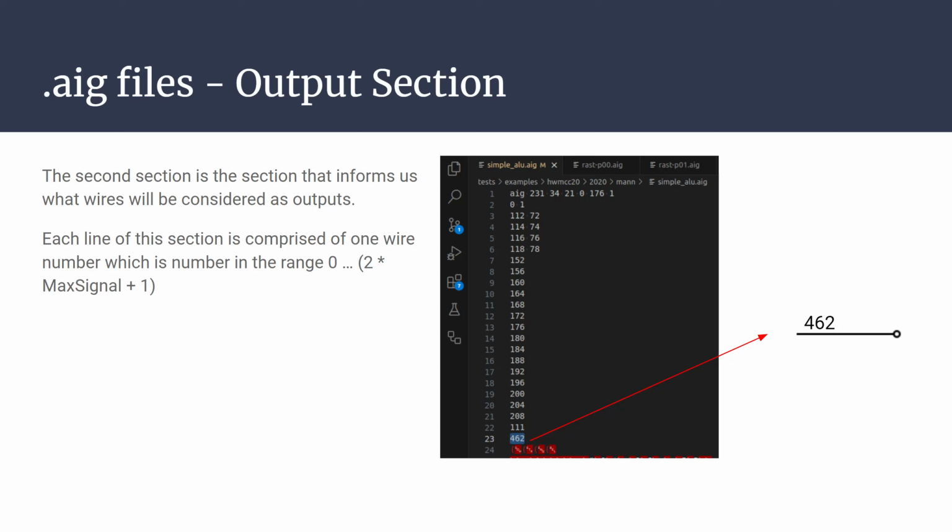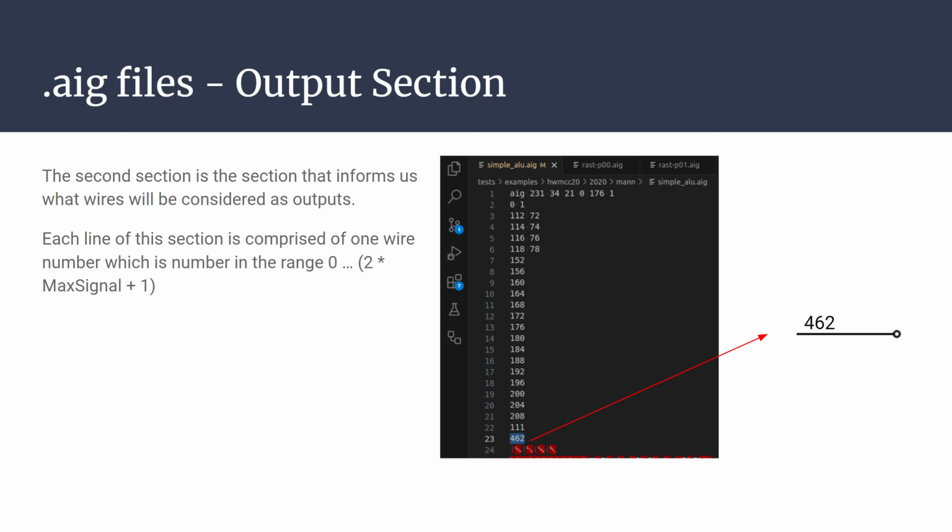Now, output section. This is basically after we have the latch definitions, we start talking about which wires are considered outputs, and so it would be just a number of lines. Like if you have 7 outputs, then you have 7 lines. On each line, there's a wire number. A wire number is anything from 0 until the maximum signal times 2 plus 1, right? Because you have the maximum wire number, and it can also be negated. So that's the span that you're allowed to be in. And that's it. It basically tells you what are the outputs of the circuit.